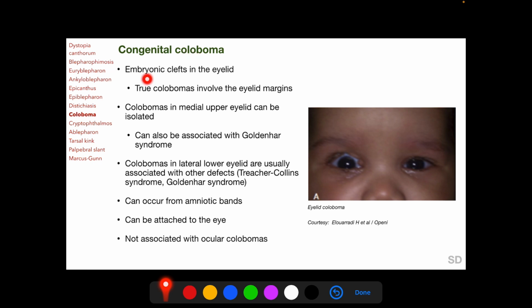Congenital colobomas are embryonic clefts in the eyelid, and true colobomas involve the eyelid margins as seen here in this picture. Colobomas in the medial upper eyelid can be an isolated finding, but can also occur in Goldenhar syndrome. However, colobomas in the lateral lower eyelid are usually associated with other defects such as Treacher-Collins syndrome and Goldenhar syndrome. Colobomas of the eyelid can also occur from amniotic bands, and the colobomatous eyelid can be attached to the eye. Colobomas of the eyelid are usually not associated with colobomas of the iris or the choroid.